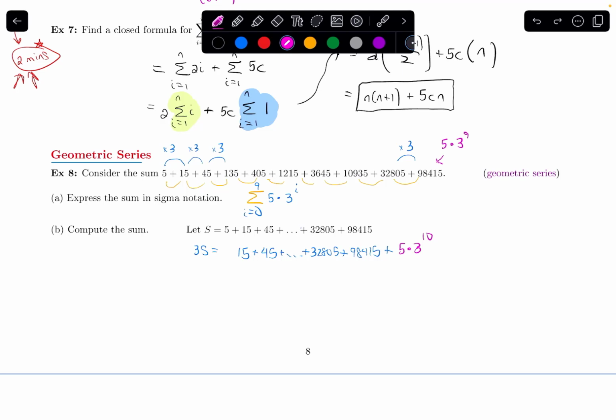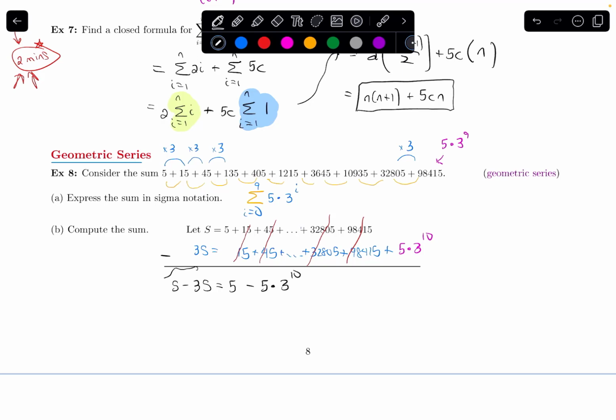Seeing that there's so much overlap in these two lines, let's subtract them. If I subtract them, I get a bunch of cancellation. The 15s cancel, the 45s cancel, and there's just a couple of terms left over. So on the left, I get s minus 3s. On the right, I'm left with 5, and then minus 5 times 3 to the 10.